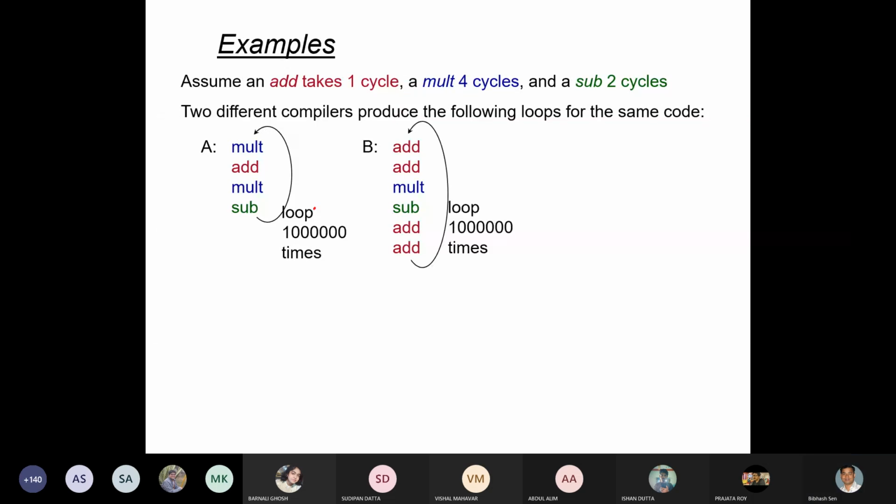Assume an ALU instruction takes 1 clock cycle, multiplication takes 4 clock cycles, and subtraction requires 2 clock cycles. The same program loop is running, I think 10 lakh times. Two different compilers produce the following loops for the same code. For the same code, remember, that is what they are telling.